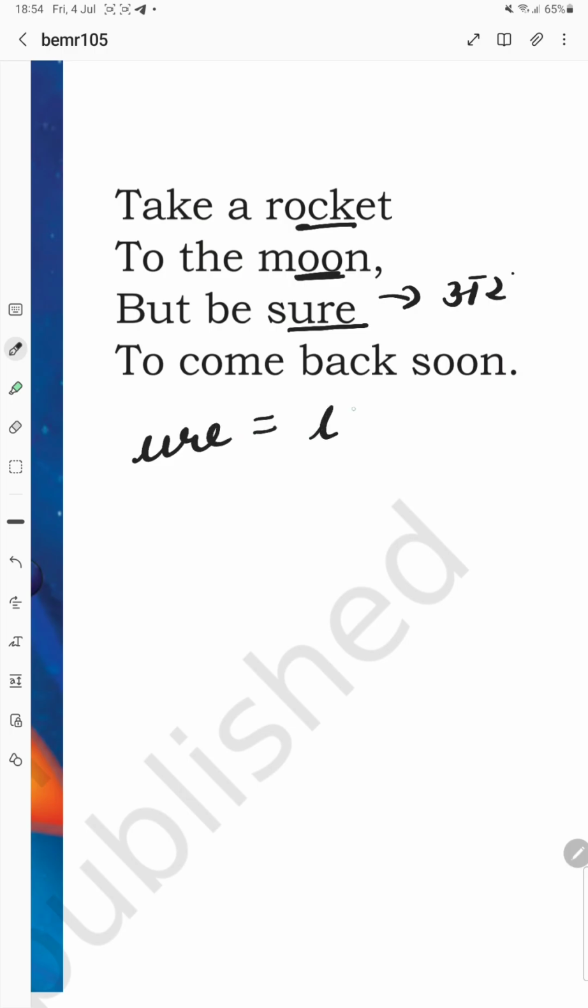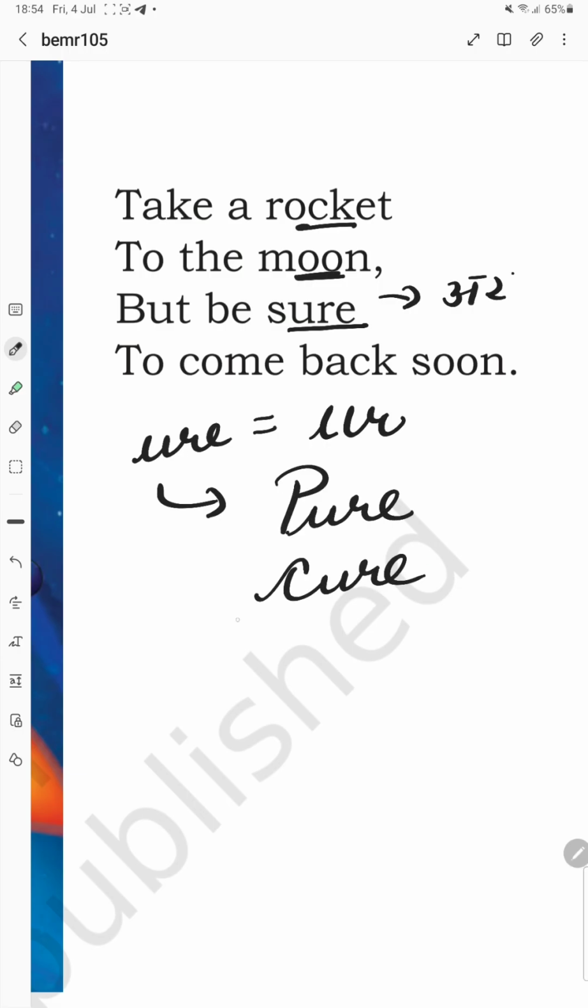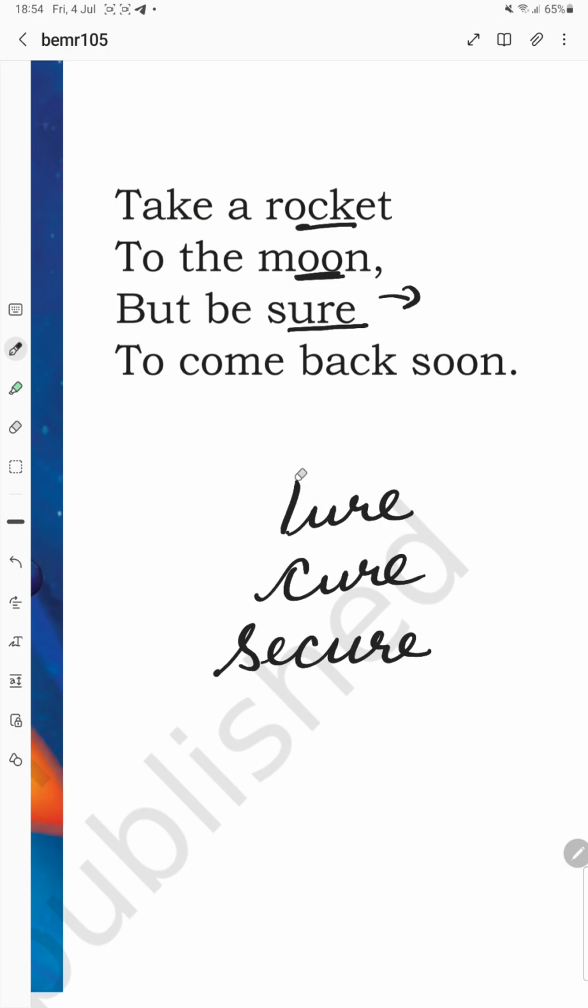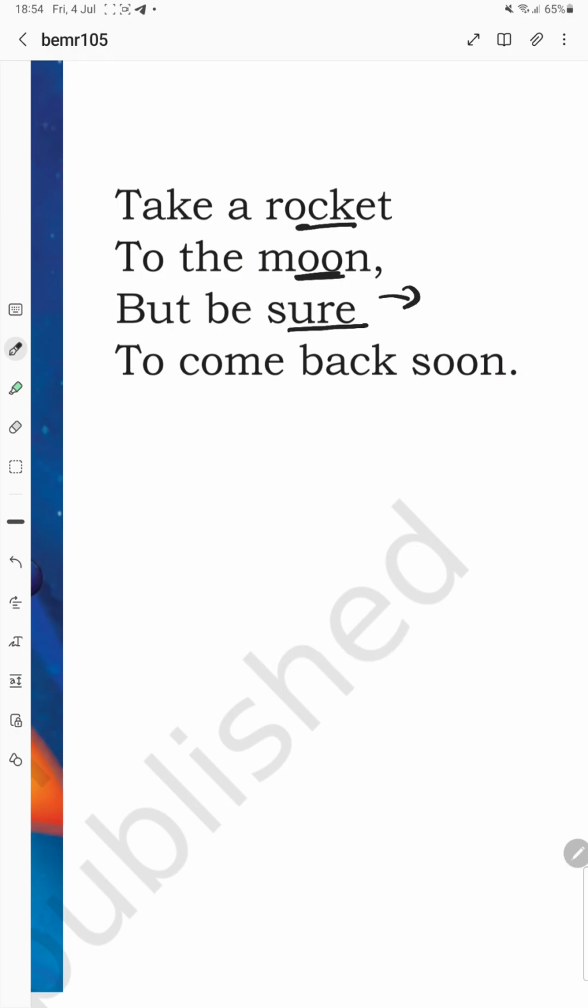Or it gives the ur sound, just like in other words, in pure, cure, secure. So whenever URE comes together, it gives the ur sound, like this. Sure, pure, cure, secure. I hope you understand that. Why? Because pronunciation is very different in different countries. So I have to give preference to the Indian pronunciation and some reference to Western pronunciation also.